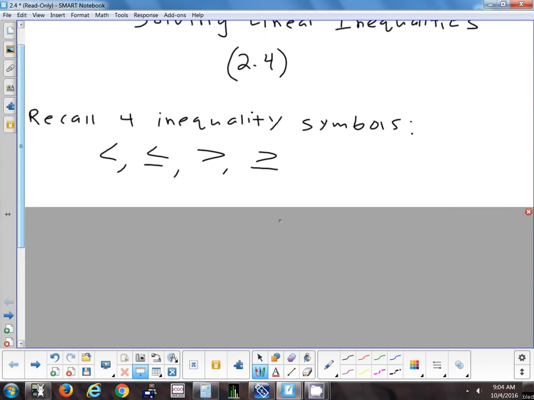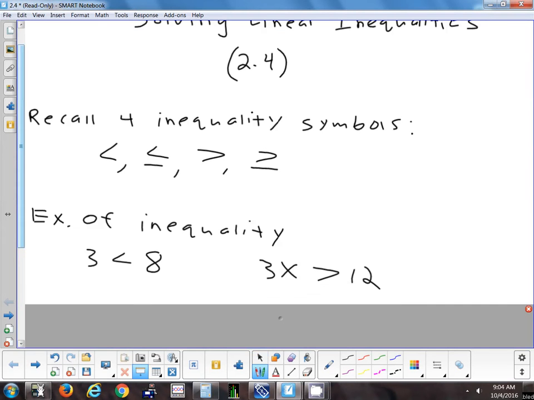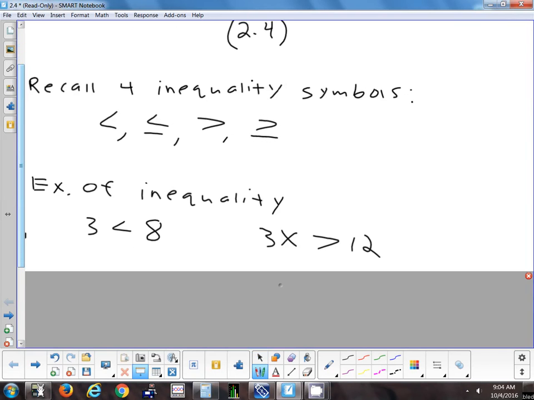Okay. Does anybody need me to label which symbol is which? The less than kind of looks like an L, kind of bent in. So those are your less thans. And your greater thans, those are the ones that point to the right. These are examples of inequalities.